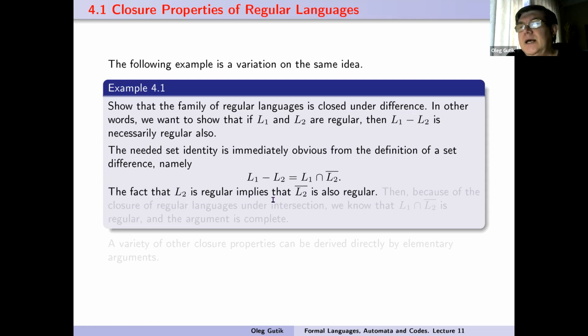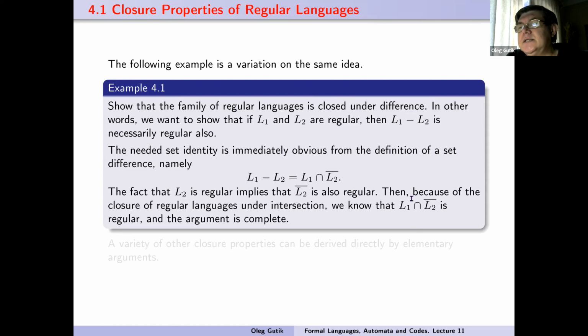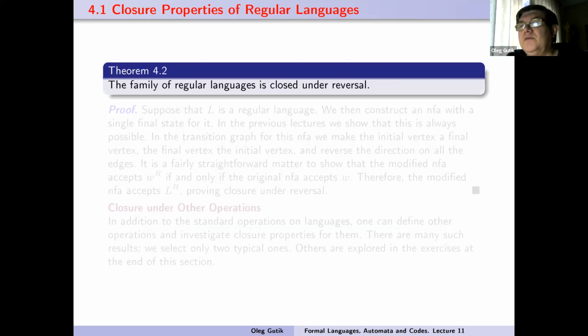The fact that L2 is a regular language implies that the complement of L2 is also regular. Then, because of the closure of regular languages under intersection, we know that L1 intersection the complement of L2 is a regular language, and the argument is complete. A variety of other closure properties can be derived directly by elementary arguments. Theorem. The family of regular languages is closed under reversal.